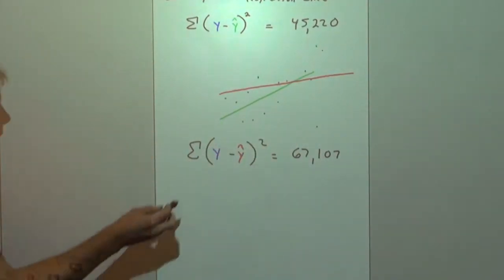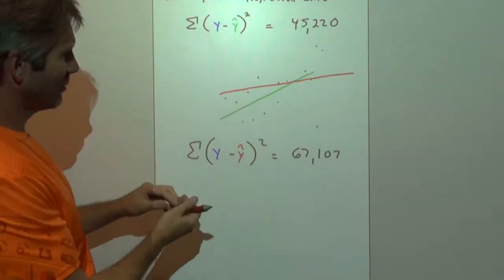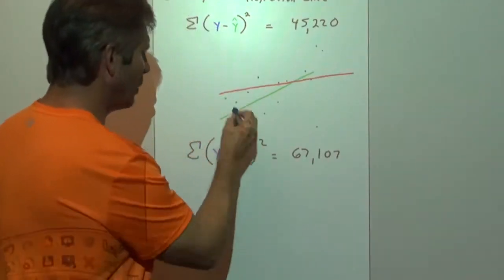But then somebody says, but I like this red line better. Well, let's see if the red line is better. No, there's too many points down here that are too far away. There's too much of a residual.